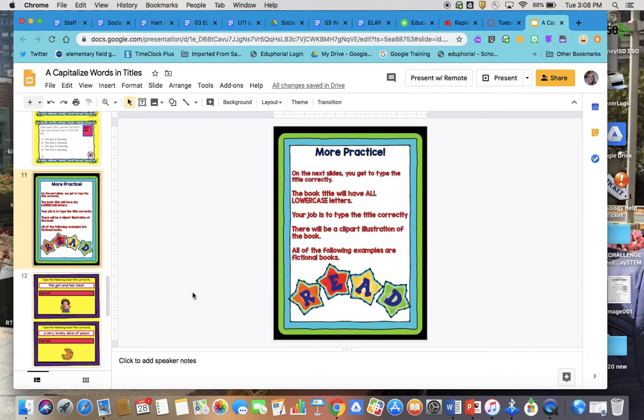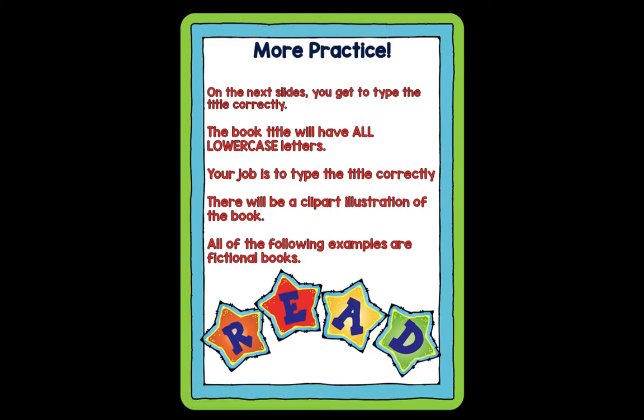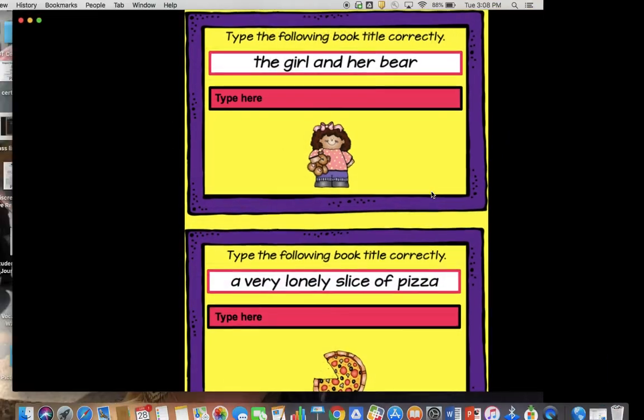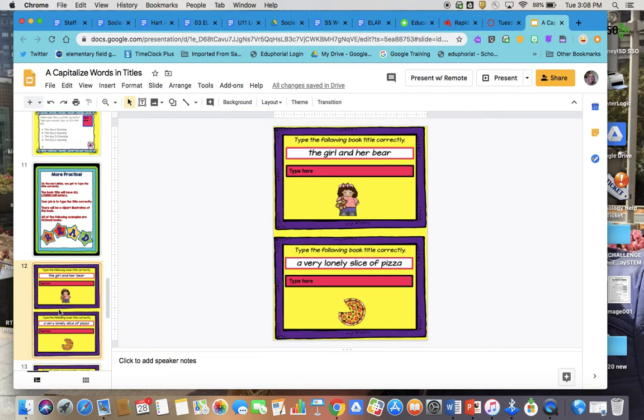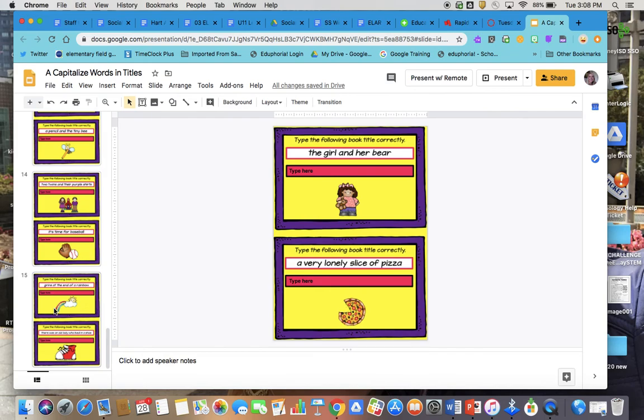We're actually going to be typing the titles of the books correctly. It says on the next slides, you get to type the title correctly. The book title will have all lowercase letters. Your job is to type the title correctly. There will be a clip art illustration of the book. All of the following examples are fictional books. Okay, so here you go. This is what they look like. You must do slide 12, 13, and 14. Slide 15 is optional. Okay, you guys are going to be great.